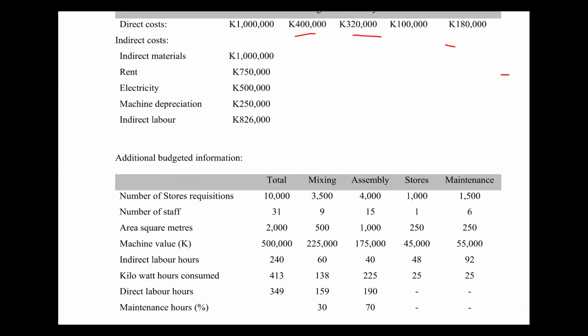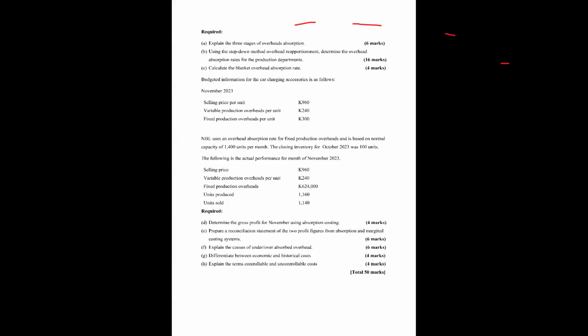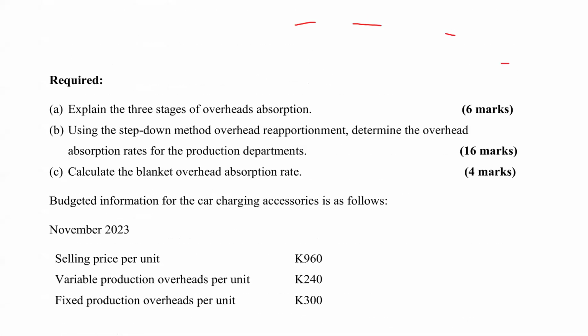So basically, this is what we are going to do. I was just trying to introduce you to the concept. The first part of the question was asking you to explain the 3 stages of overhead absorption. I've already explained. There are how many? There are 3. Number 1, cost allocation. Number 2, what follows after cost allocation? Apportioning. Yes, cost apportionment. And what's the last one? Reapportionment. So it's just as easy as that.